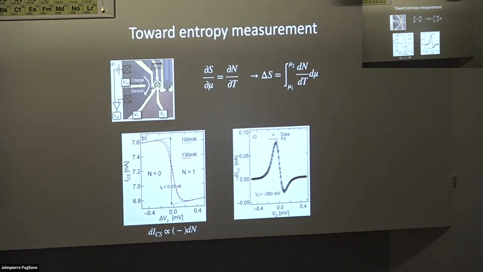This is what we're using, dN/dT, and we'll be integrating up over mu, which is basically the gate voltage. This is the charge transition you saw before. This is something like N, and the difference between hot and cold traces is dN, or in this case, a dT of 30 millikelvin. So the difference between the blue and the red looks like this. This curve here is directly proportional to dN/dT. We have to figure out the constant of proportionality, which we can do, and then we can integrate this up and get the entropy. So what does that look like for the first electron?